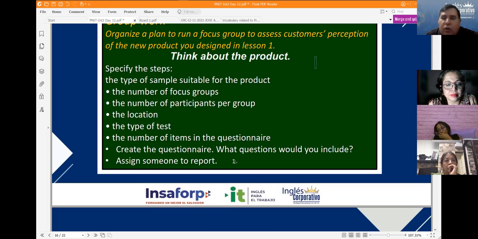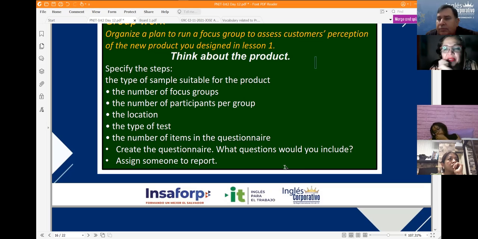Then create the questionnaire. Only some, the most important questions that you think should be asked of the focus group. For example, what's your opinion about the product? Are you satisfied with it? What did you like about it? What did you hate about the product? If it's a gadget, was it easy to use? Was it too complex to use? And probably open questions like, what do you suggest for us to improve? Something like that. Now, assign questions according to the method of focus group.